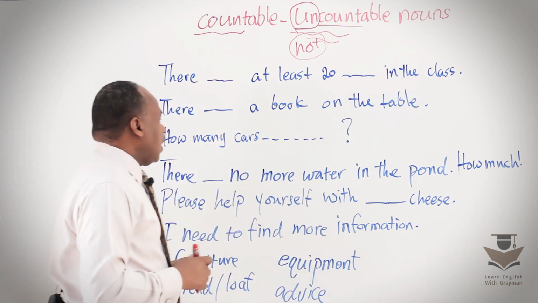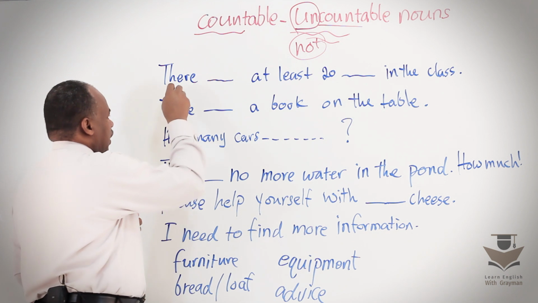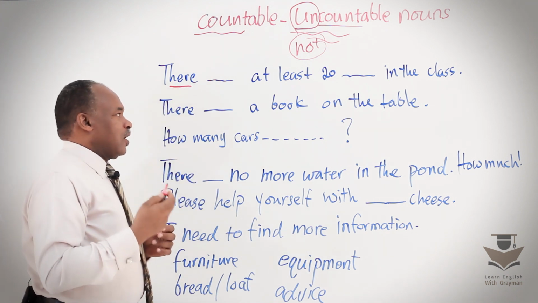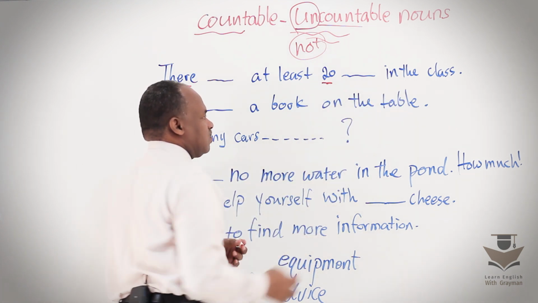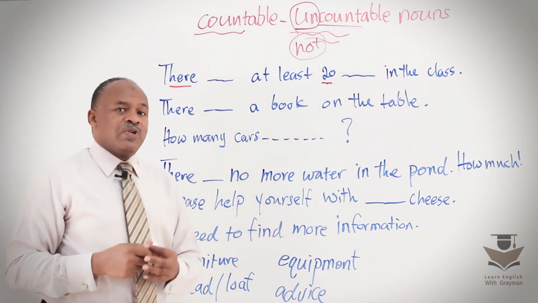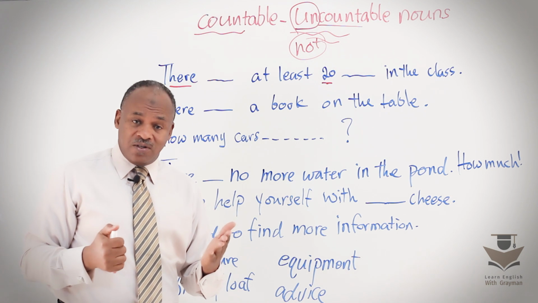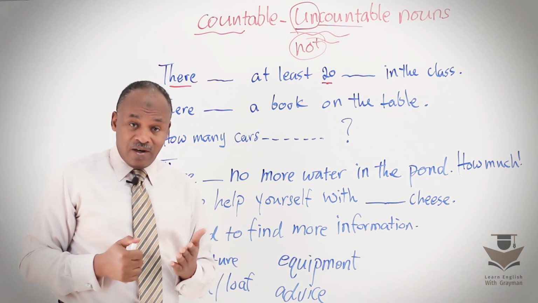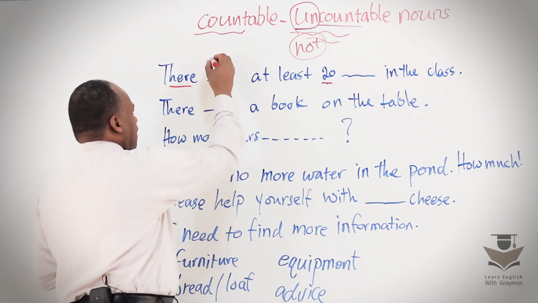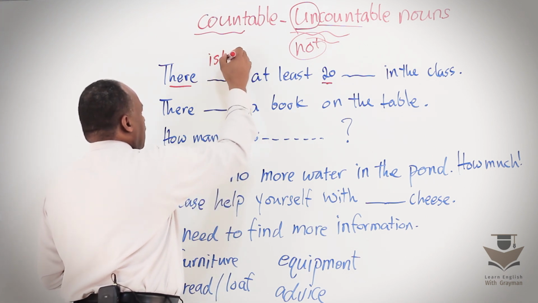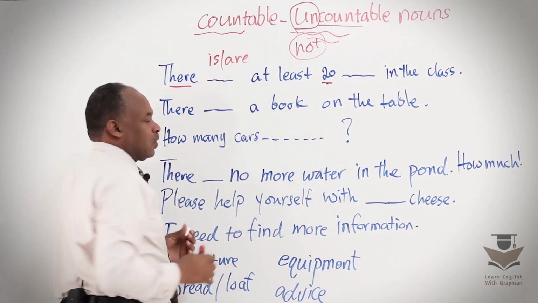Okay, now we say, there blank at least 20 in the classroom. So what is in the classroom? Could be students, could be chairs, could be tables, correct? So what are you going to use here? I'll give you choices: is or are. What are you going to choose?